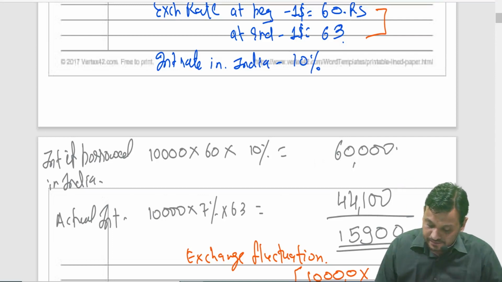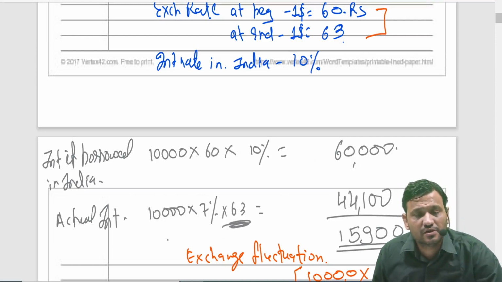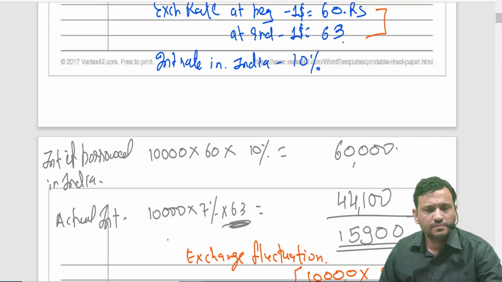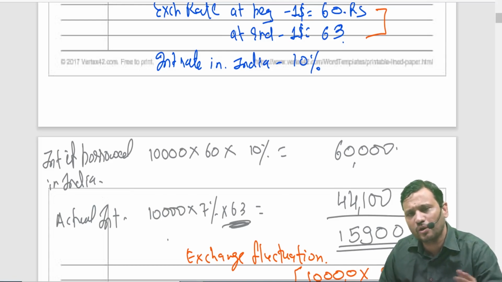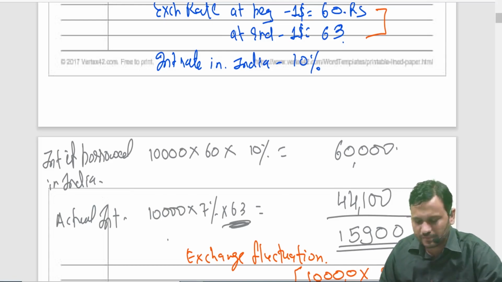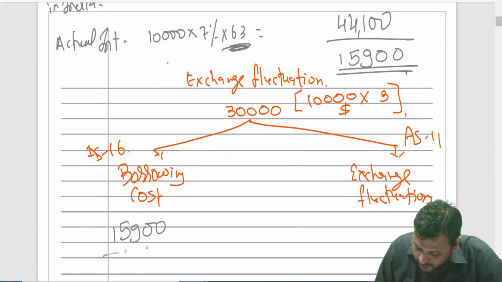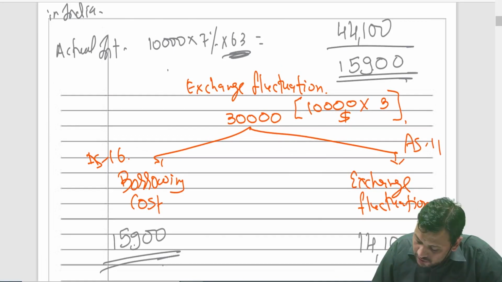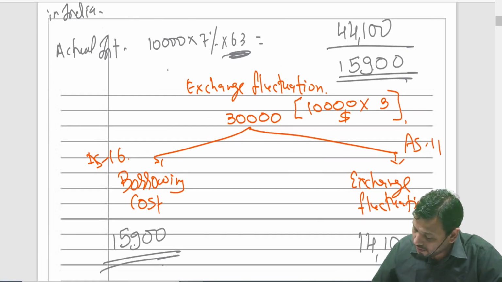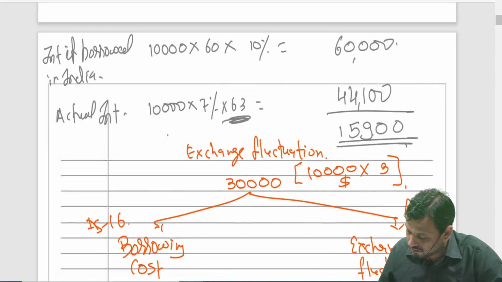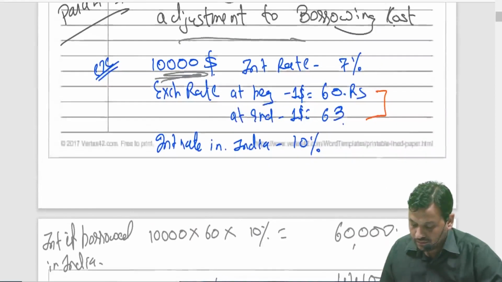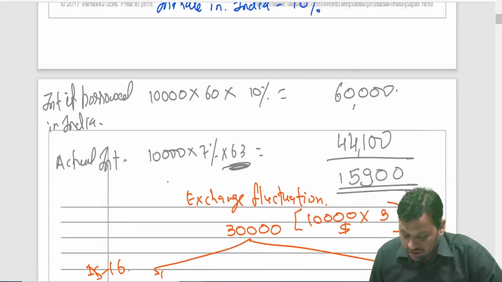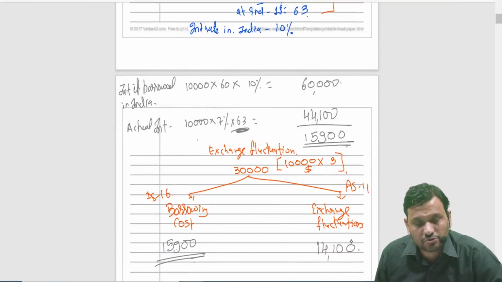That of course is in foreign currency. Here remember, it should be 63 because actual payment is not based on 60. Had you borrowed in India, you would have borrowed at 60 rupees only. The amount of loan would have been 6 lakhs. But in foreign currency, the loan is 10,000. So to the extent of 15,900, I will treat this as borrowing cost. Means 15,900 will be borrowing cost and 14,100 will be nothing but exchange fluctuations. Okay. So this is what the stuff is. This is our borrowing cost and this is our exchange fluctuations.